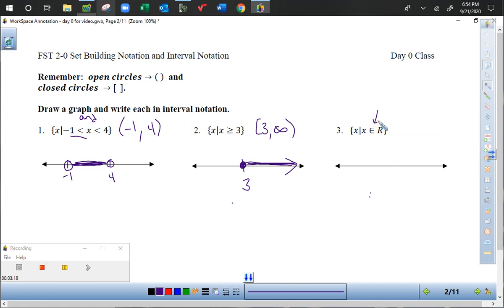This last one has this strange symbol here. It means an element of, so x is an element of the real numbers. I'm just going to put 0 on here since we don't have an actual number value there, but the real numbers is everything on our number line, so we'll go ahead and shade the whole thing. And because we're shading the whole thing, we've got a left pointing arrow and a right pointing arrow, so this starts at negative infinity on the left and goes all the way to positive infinity on the right. Remember, infinity is never included, so we'll put parentheses around both of those. Okay.